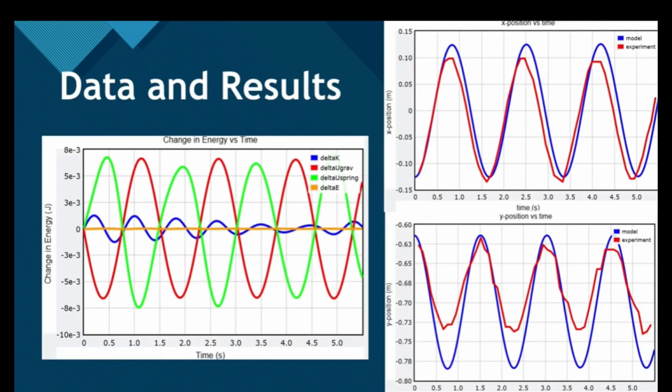So here are the results from the model. As you can see, we had change in energy graphs. We also have the comparative graphs for both model and experiment. In the first graph, you can see it's x position versus time, and the second graph, you can see y versus time. This is very similar to the results; you can kind of see them, they're both in red and blue to see the experimental versus the model.